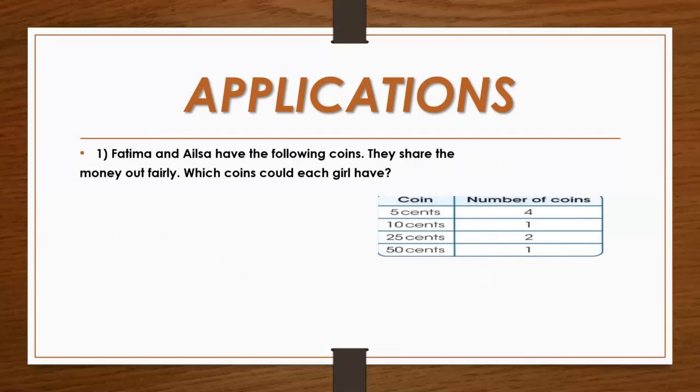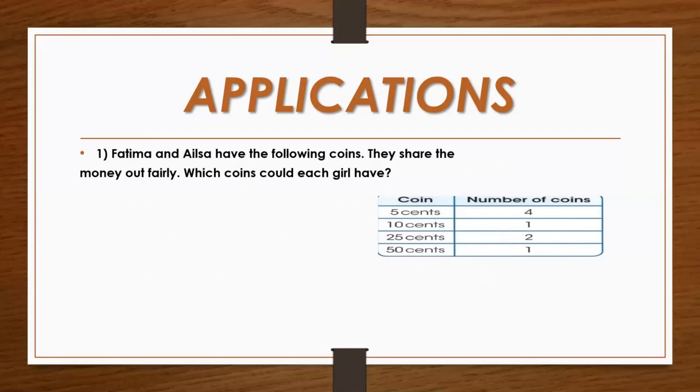Below coins you can see 5 cents, 10 cents, 25 cents and 50 cents. Under number of coins there are some numbers: 4, 1, 2 and 1. Now from this tabular column, what do you have to understand? That Fatima and Elsa have 4 coins of 5 cents, 1 coin of 10 cents, 2 coins of 25 cents, and 1 coin of 50 cents. Now, what we need to find is which coins could each girl have?